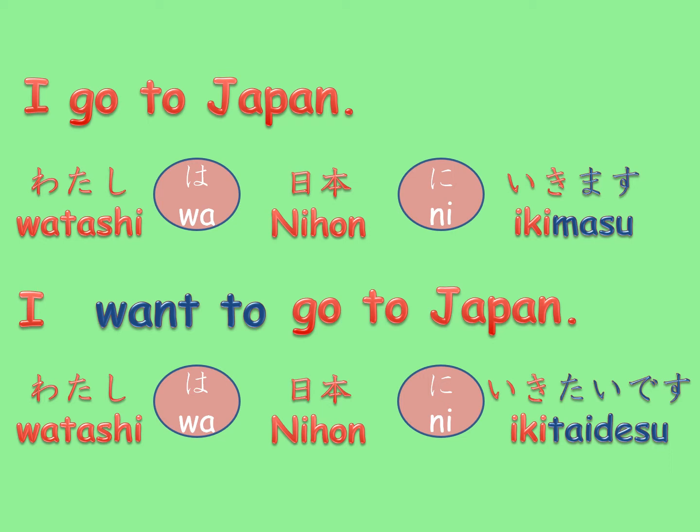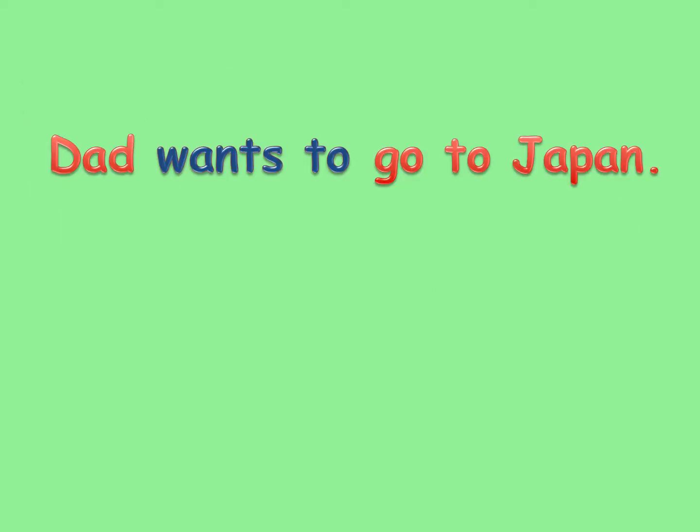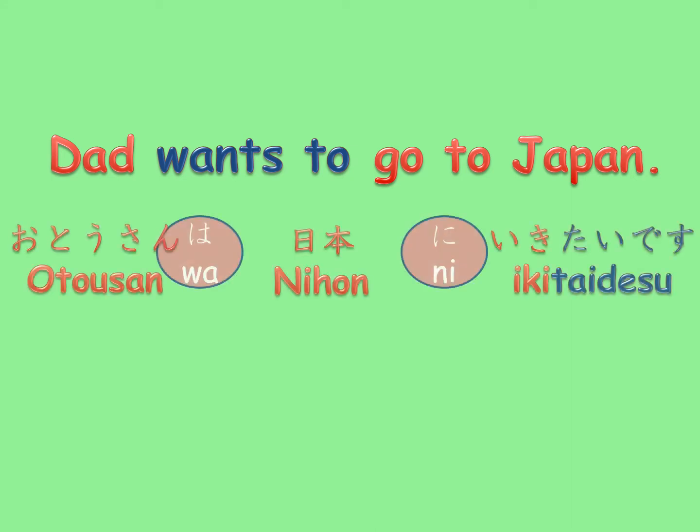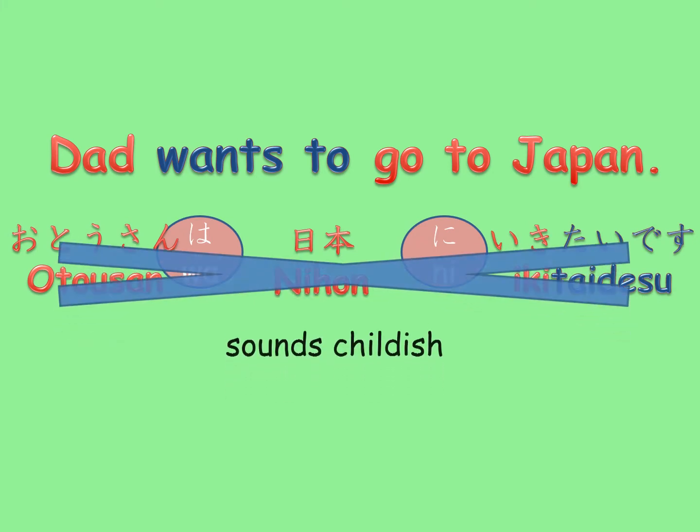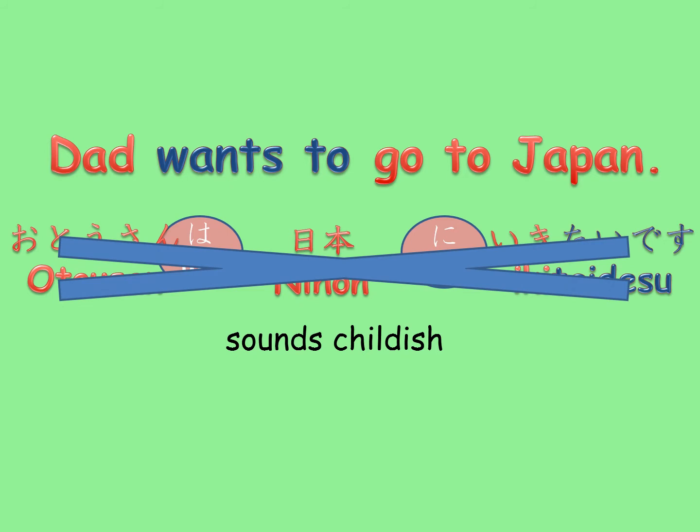However, please note that たいです is only for your wish. We don't talk about somebody else's wish using たいです. "Dad wants to go to Japan" is okay in English, but お父さんは日本に行きたいです sounds like a child's speech. So, as a rule of thumb, you should remember that たいです is used only for your own wish.